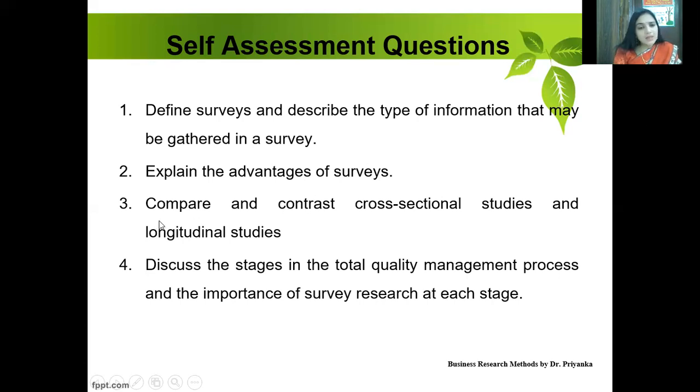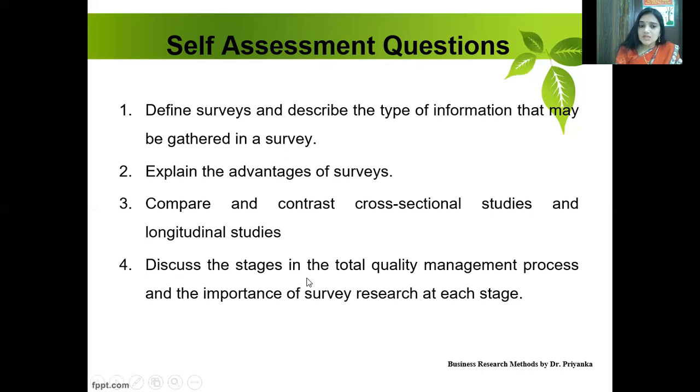Number 3, compare and contrast cross-sectional studies and longitudinal studies. You have to start with cross-sectional study. What cross-sectional study basically is, collecting data at one point of time. And then what is longitudinal study? Collecting data at different points of time, right? After telling this, you can give examples of both the studies.